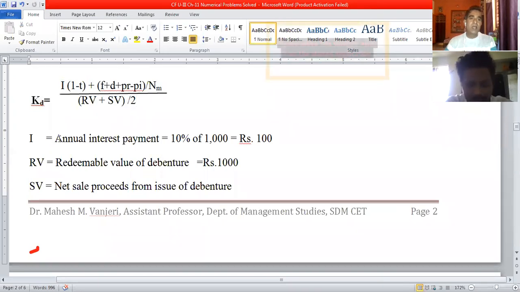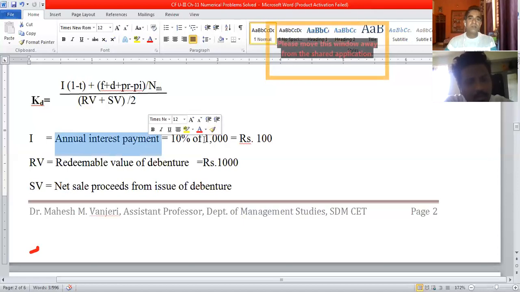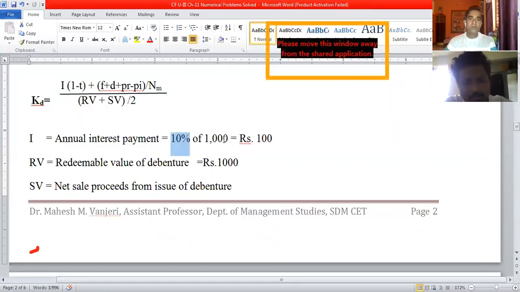Now I is the annual interest payment. The face value of the debenture is 1000 rupees. The rate of interest is 10%. So 10% of 1000 is 100 rupees. I hope it is simple.